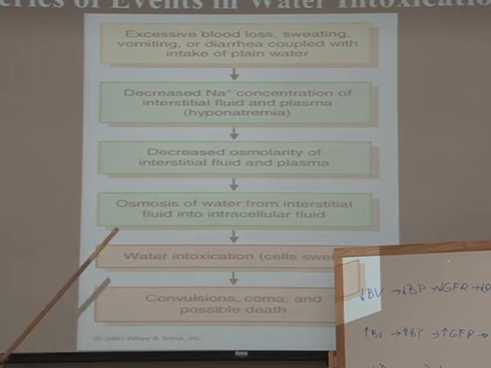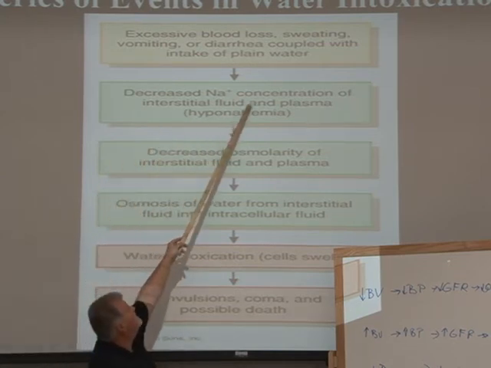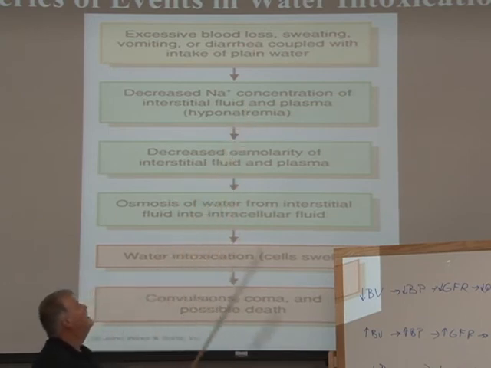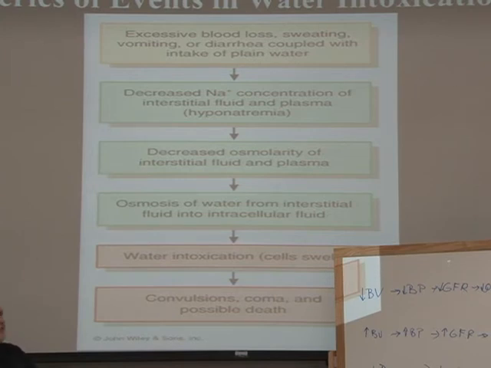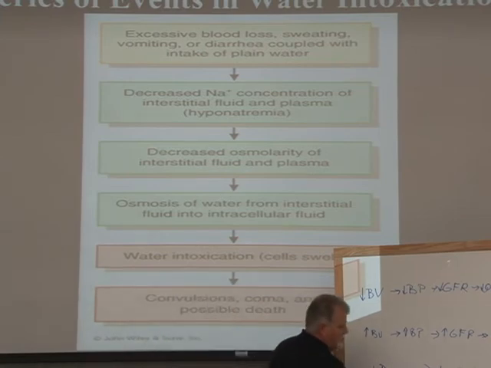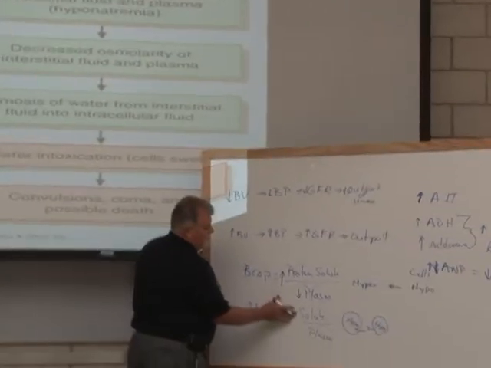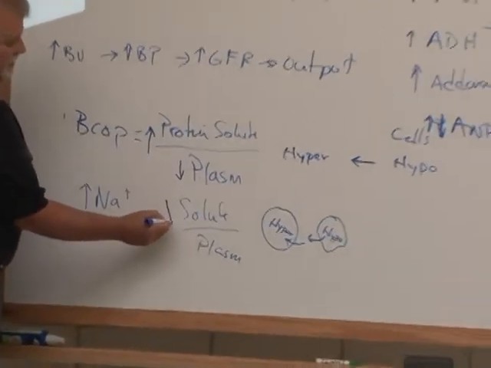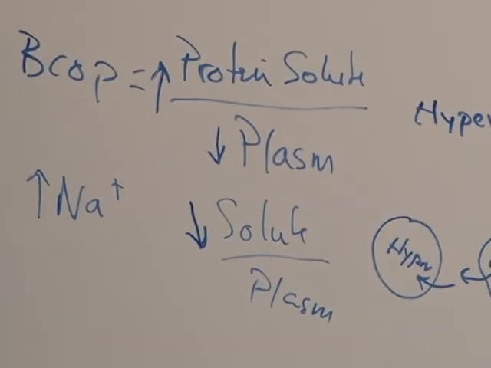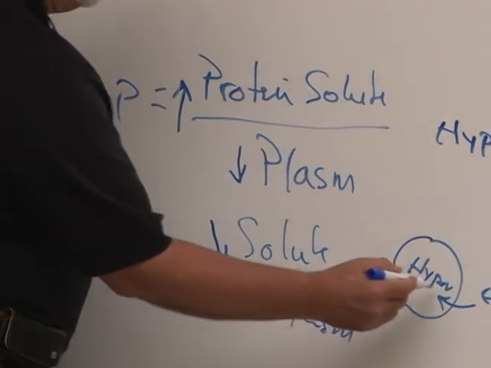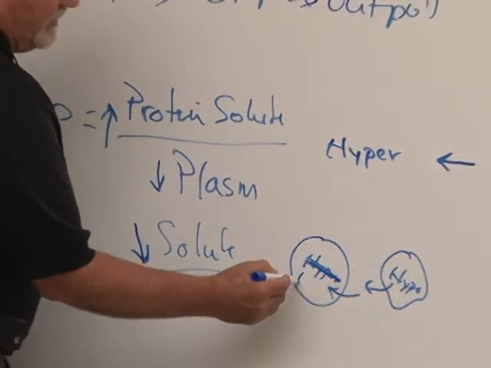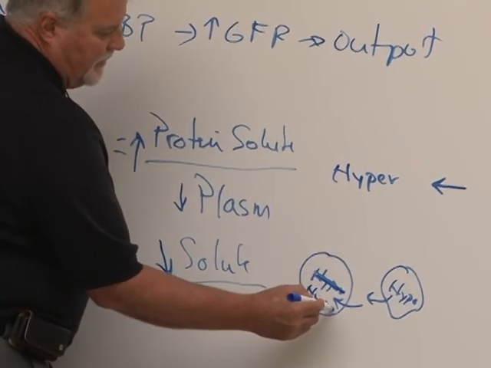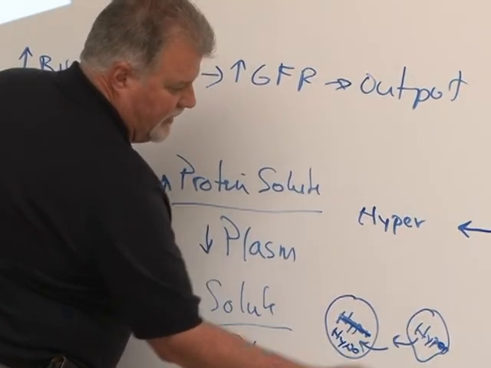Right? So then we get a decrease in sodium concentration, right, in our interstitial fluid and blood plasma. Then we'd say the person is entering a state of hyponatremia. So what's going on now is our solutes are changing, right? So now they're not increasing, they're decreasing. So if they're decreasing in our blood, then our blood is not hypertonic anymore, it's hypotonic, and our cell is now hypertonic.